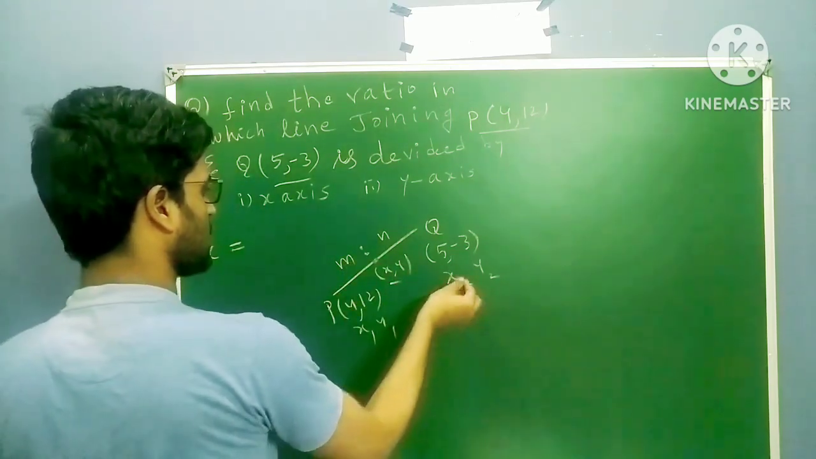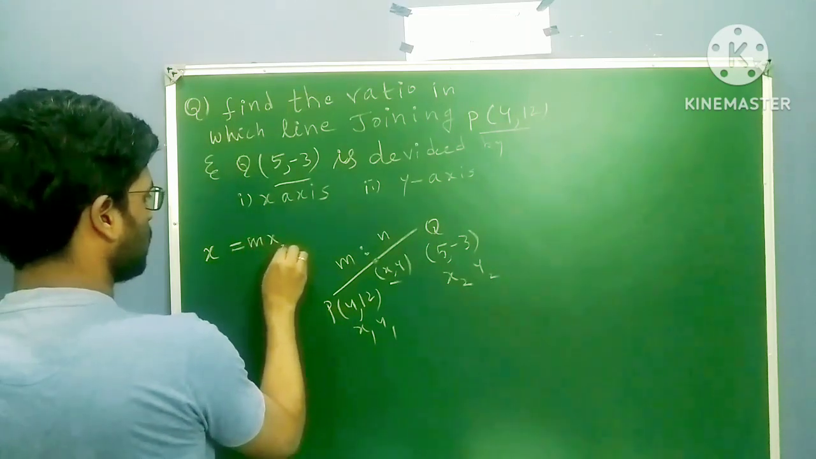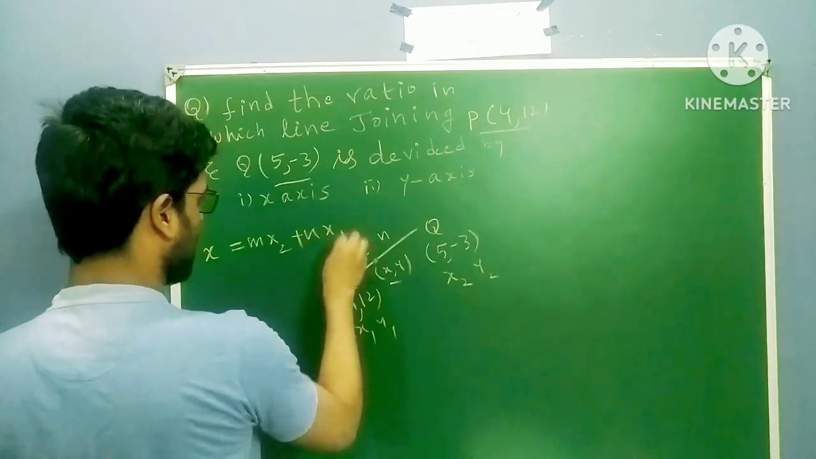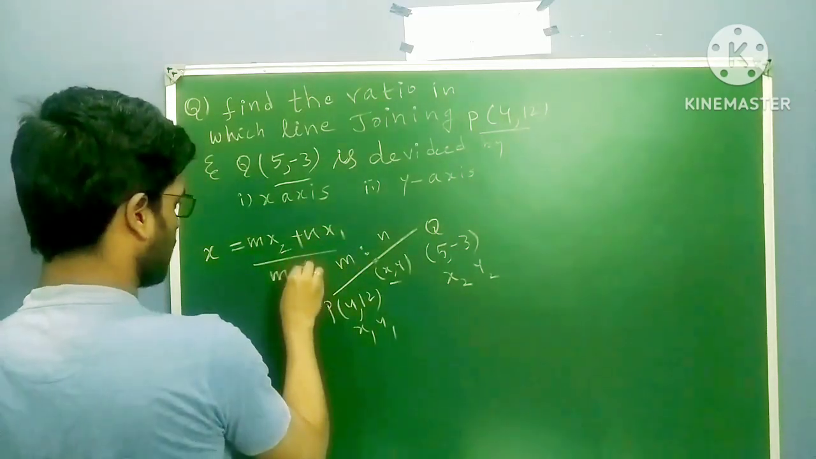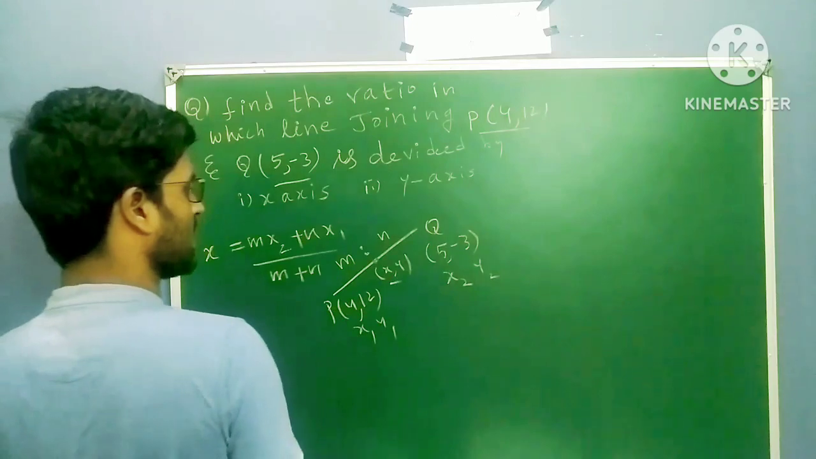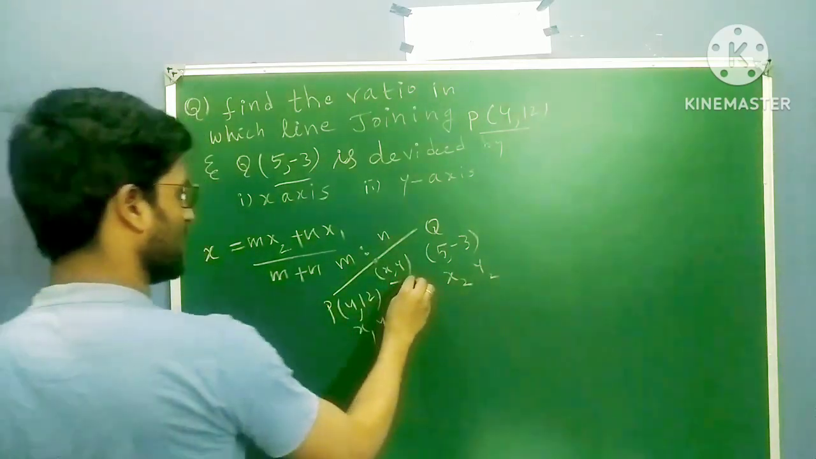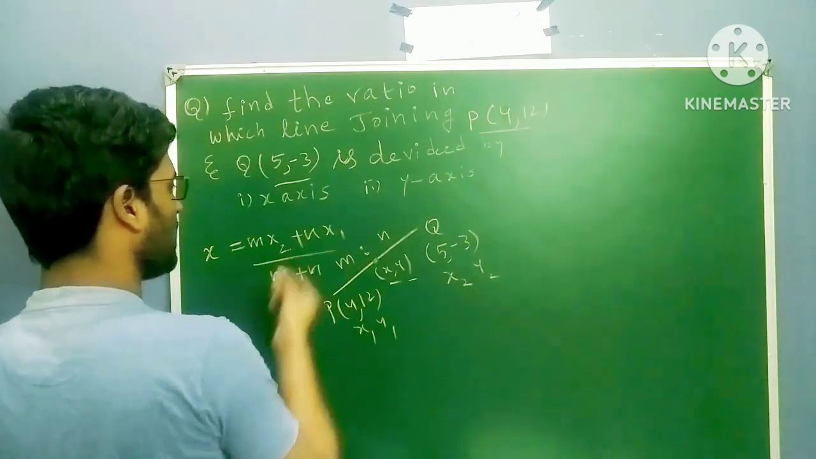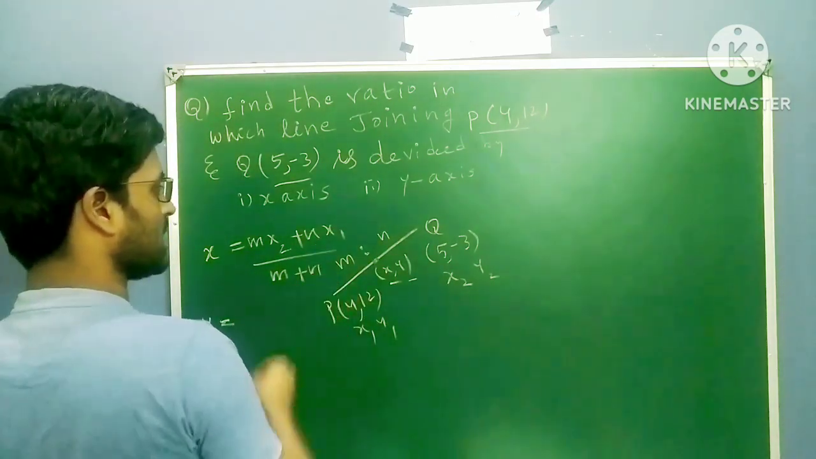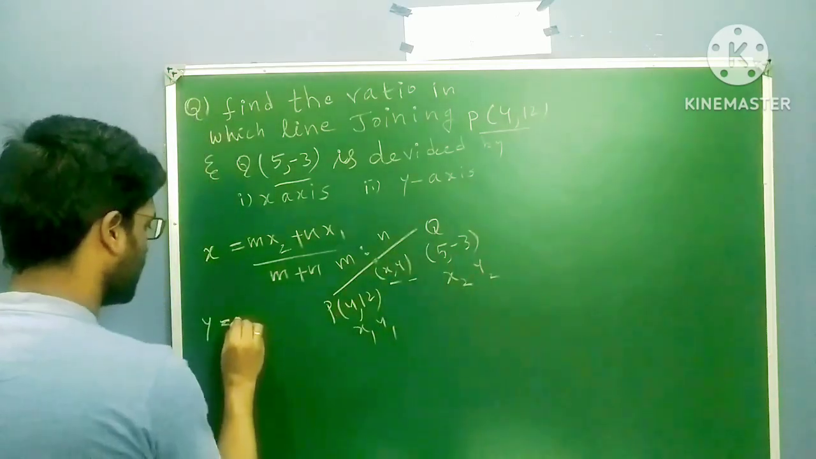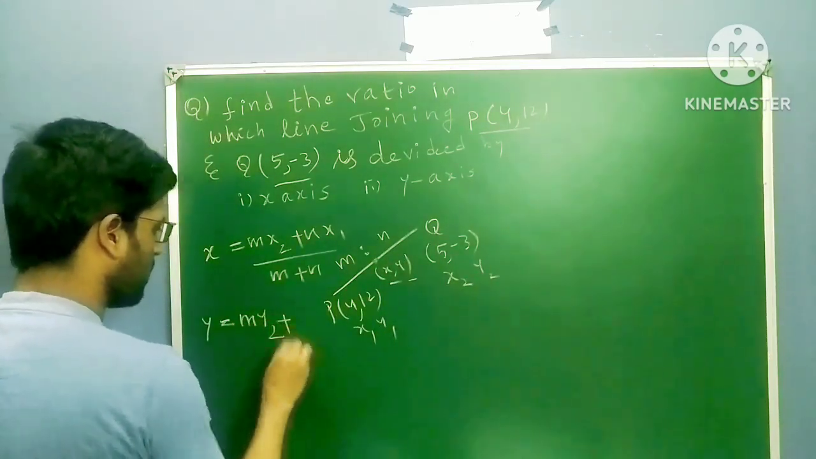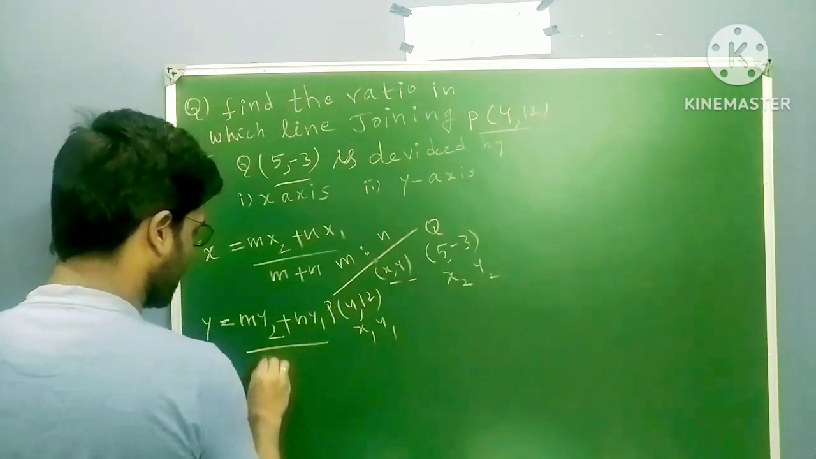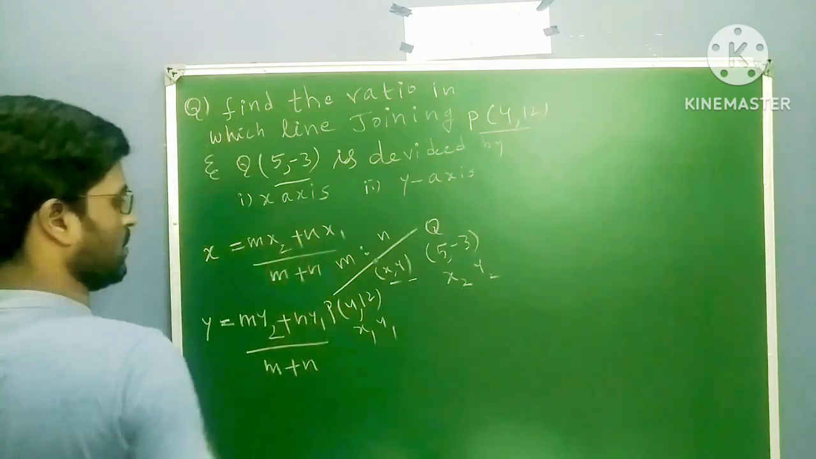x equal to (m x2 + n x1) by (m + n). This is the first one. Second, if you want to calculate y, the second formula is y equal to (m y2 + n y1) by (m + n). These two formulas you just have to remember.